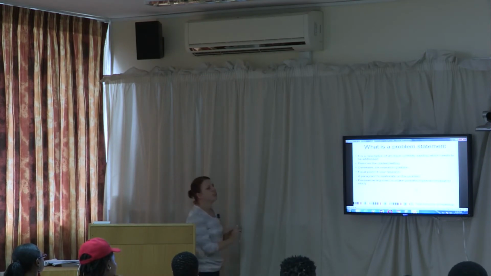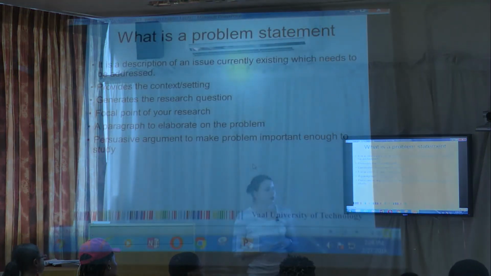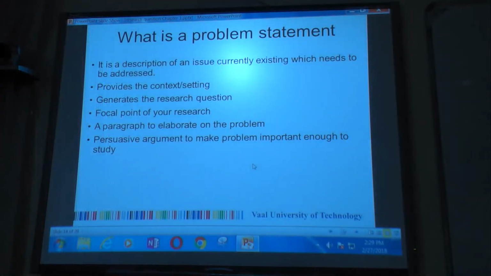But what you now need to do as students, research students, you need to write a problem statement. As the reader, if I am the reader, I need to be convinced that in fact there is a problem. And you need to write that problem in the form of a statement, a problem statement. You need to convince me there's actually a problem, okay? So what is the problem statement? It's a description of an issue that is currently existing that needs to be addressed. So once again, it's that problem that needs a solution.